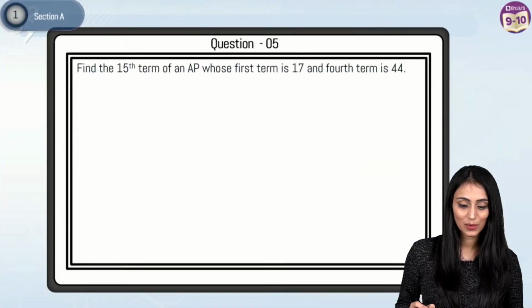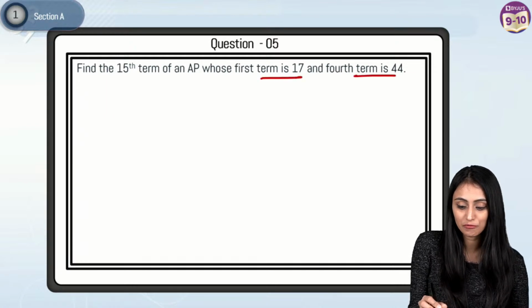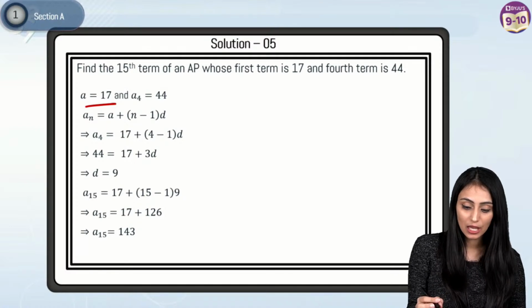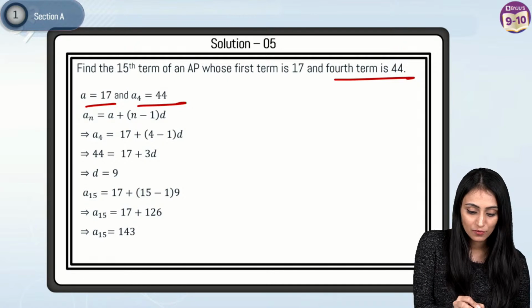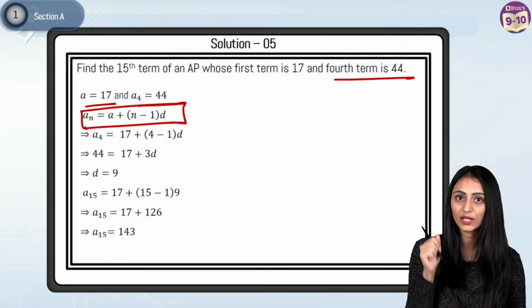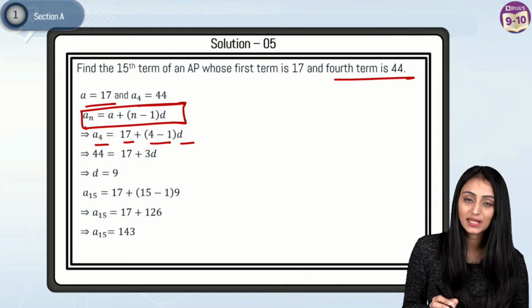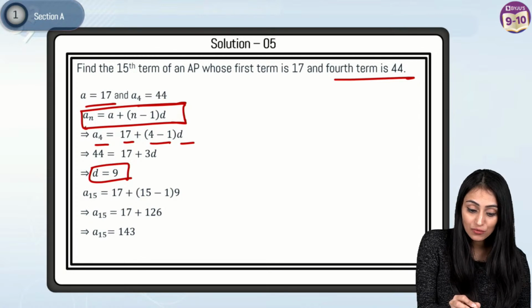Let's quickly discuss question number 5 now. Find the 15th term of an AP whose first term is 17, fourth term is 44. So when I'm saying first term is 17, a is 17, fourth term is 44, that means a4 is 44, right? So we are using this formula. I hope that you have mentioned the formula in the paper. Now a4 would be 17 plus (4 minus 1)d. So from here you get d equals 9. Similarly, I need to find now a15.